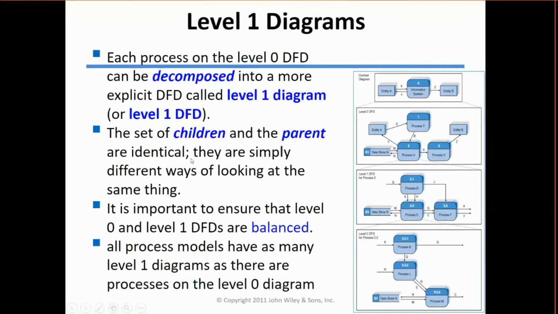The set of children and the parents are identical. They are simply a different way of looking at the same thing. It is important to ensure that level 0 and level 1 DFDs are balanced. Yes, we are talking about this. All process models have as many level 1 diagrams as there are processes in the level 0 diagram.